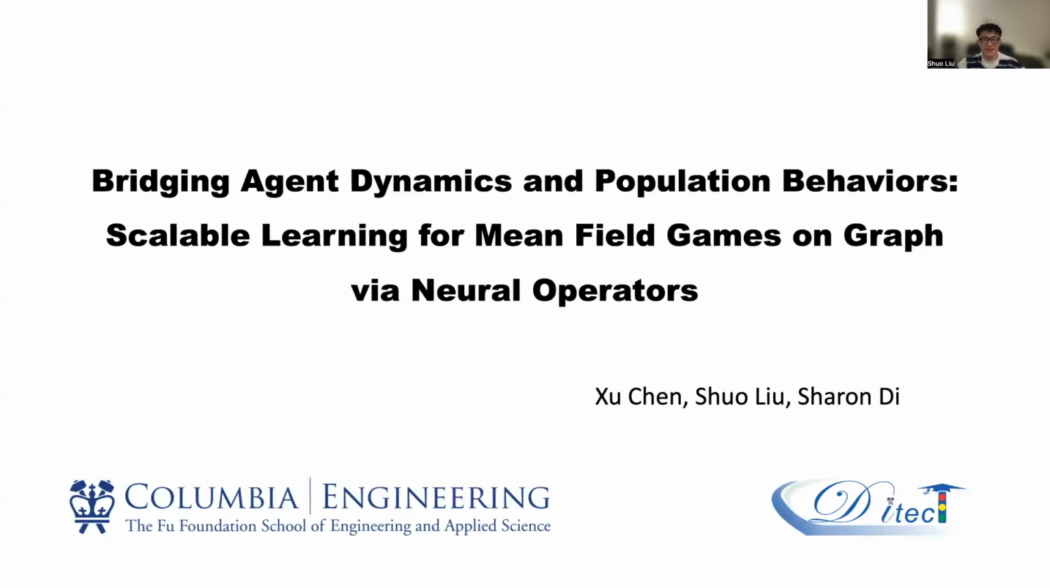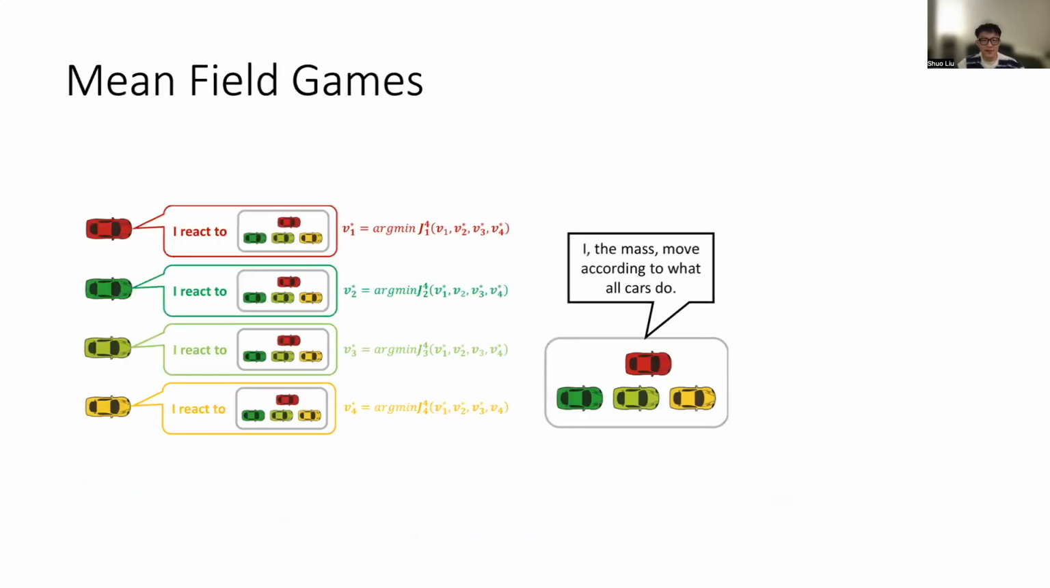Hi everyone. Today I'm going to present how to use graph neural operators to solve mean-field game on graph, which models the interactions and optimal control among a large number of agents. Let's first look into one example of the game system, as shown in the figure.